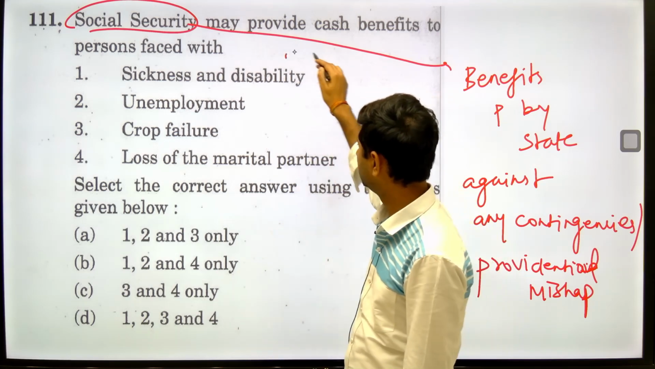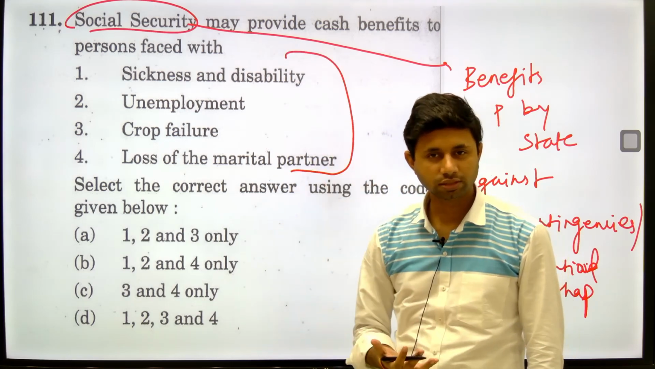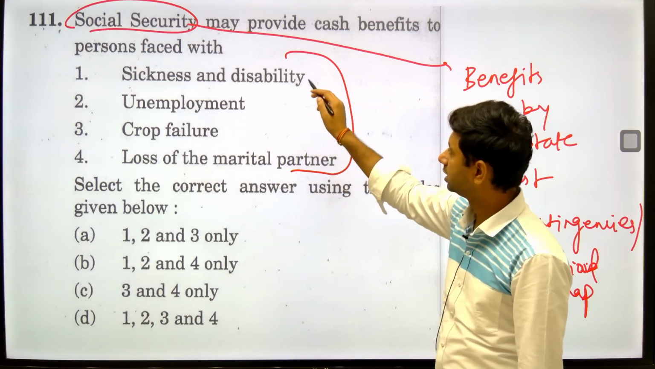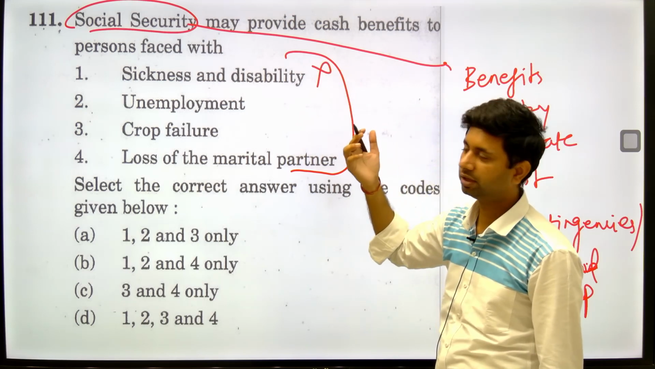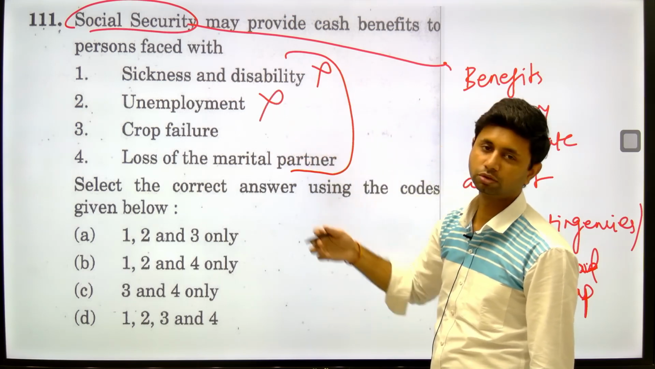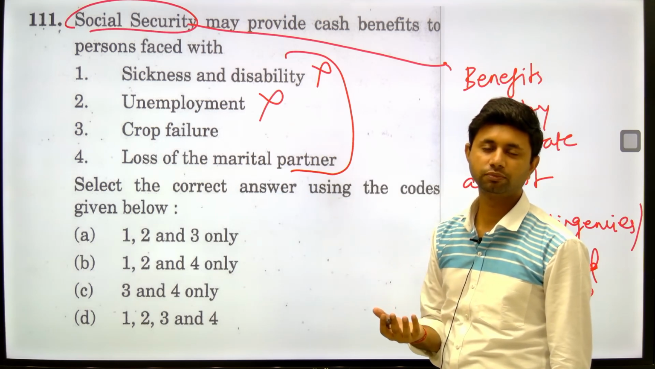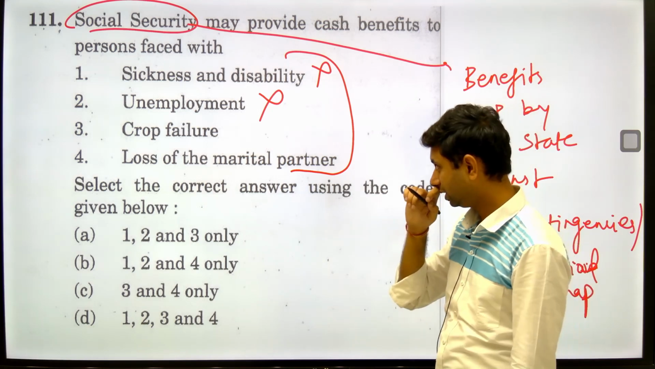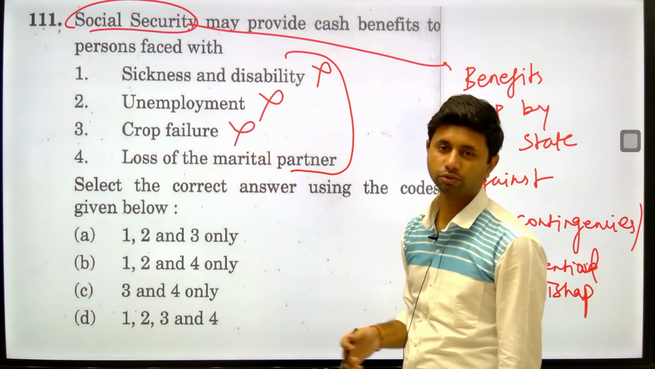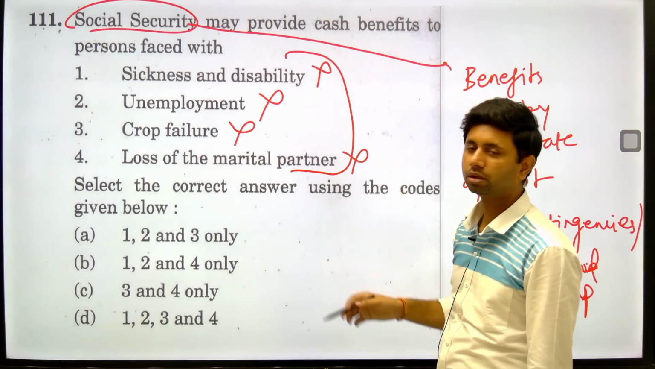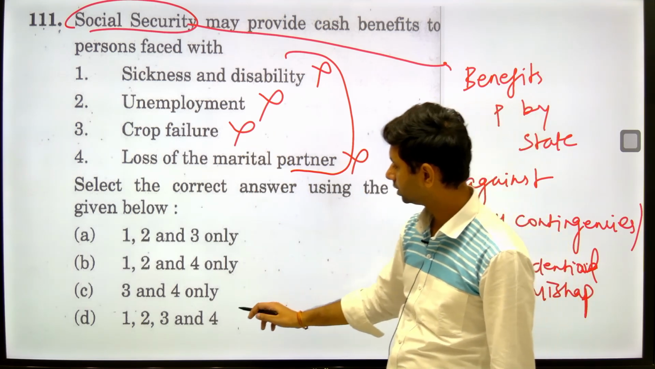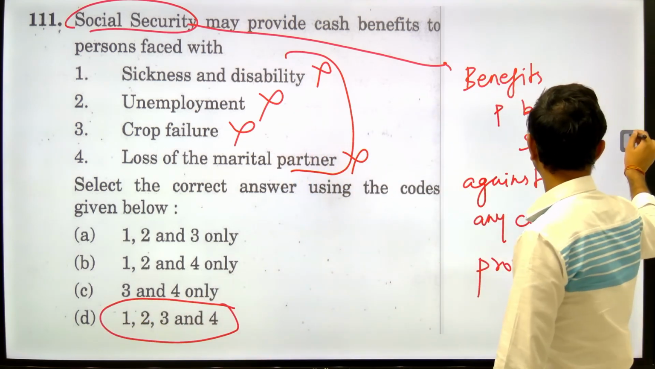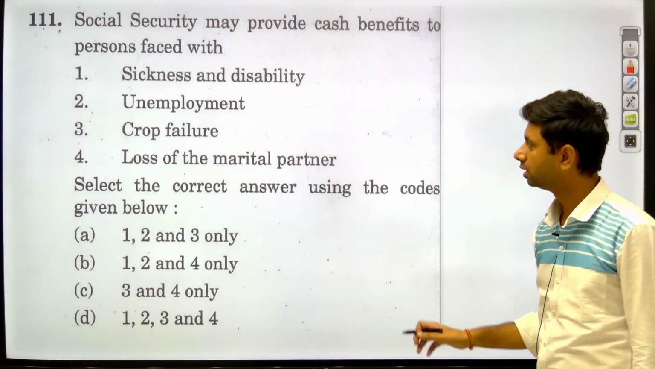So let's see all these things and check whether they are contingencies or not. So on these things, whether a person has control or not. So for sickness and disability, don't have any control. For unemployment, also don't have any control, because of the various business conditions, tech companies are actually laying off. So no issue of workers are there. Crop failure also, weather dependent, loss of marital partner, no control. Okay, so option should be D. Okay, so if you focus on the theoretical aspect, then the confidence while answering these questions will be higher.